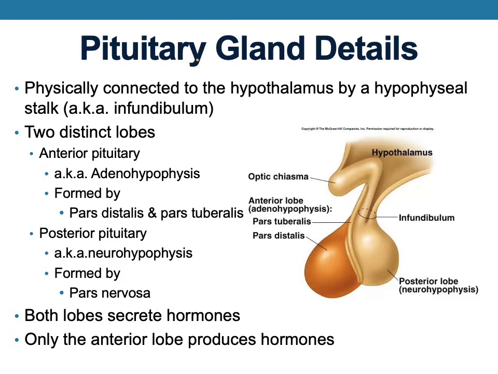The posterior pituitary is also known as the neurohypophysis. It is formed by the pars nervosa. The posterior lobe is actually an extension of the hypothalamus and is made up of nervous tissue. Both lobes secrete hormones, but only the anterior pituitary lobe actually produces hormones.